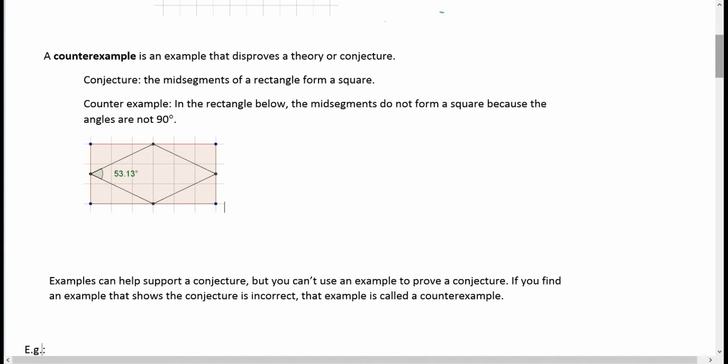Well, down below we have this rectangle, and you can easily see that when you make these midsegments, they are not forming a square. We know that because there's a 53-degree angle here, and a square would have to have all 90-degree angles. So this picture, this drawing, is a counterexample. It disproved.